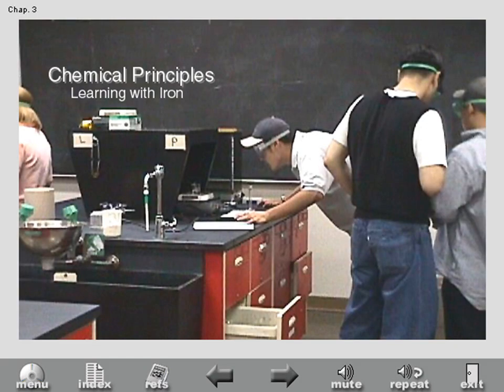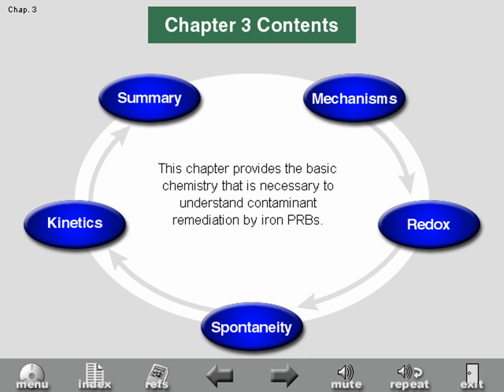Chapter 3 provides the chemistry background necessary to understand the iron wall technology. Only by mastering this material can scientists and engineers hope to improve and to expand the applicability of this technology. This page provides an outline of the contents of Chapter 3. The topics progress from mechanisms to energetics and finally to kinetics of the reactions that occur in iron-permeable reactive barriers. If you want to skip a particular topic, just click on the appropriate blue oval.